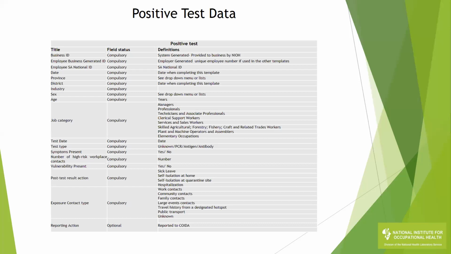And then exposure contact type is also compulsory. Here we want to find out the type of people that were exposed during the employee's infection period, whether they were work contacts, community contacts, family contacts, large event contacts, travel history from a designated hotspot, public transport, or unknown. So you choose one of those options listed there. And then the reporting action done is an optional field across all three templates. So can we move on to the next slide?